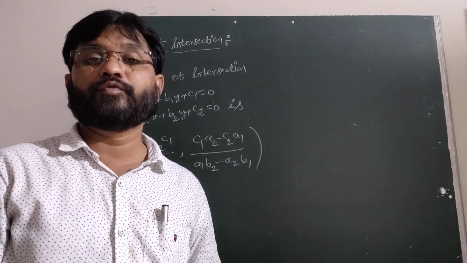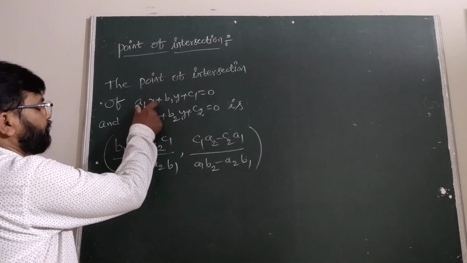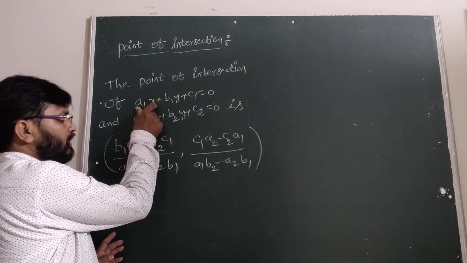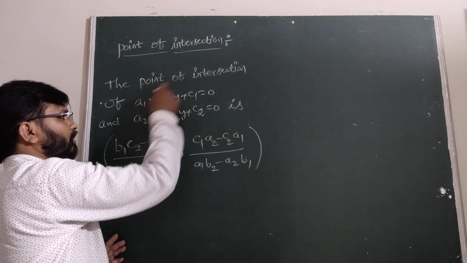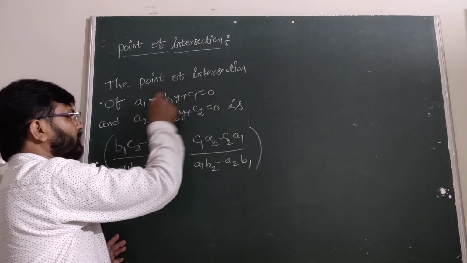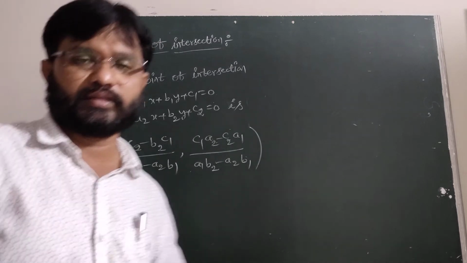Another method is the substitution method. That means we take x on the left hand side, and send the other terms to the other side, including a1. That x value is substituted in the other equation. That is called the substitution method.